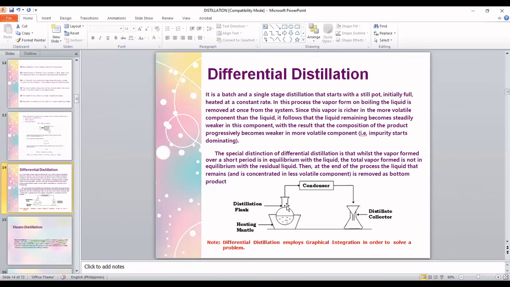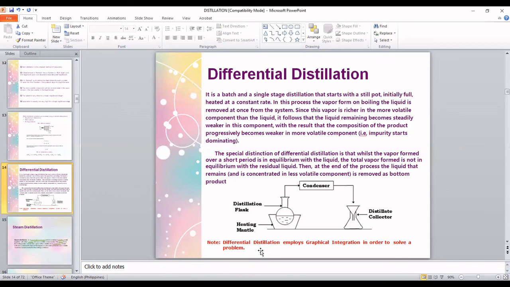Again, this particular topic will not be covered in detail here. Why? Because you can see here a note. Differential distillation employs graphical integration in order to solve a problem. If you can recall graphical integration in your calculus, that's where your trapezoidal rule and Simpson's rule apply. So that would be extra difficult because you're going to do a graphical technique. As much as possible, we want things solved analytically, because if you're going to answer a problem later in your licensure exam, you will do it analytically anyway.